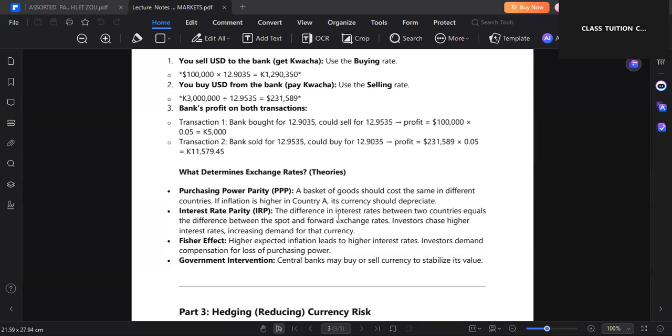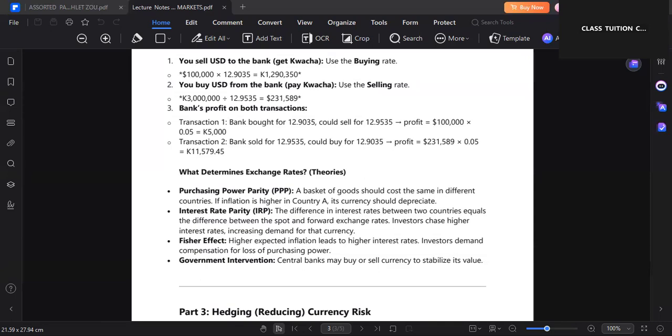The fourth and final theory is government intervention. Sometimes central banks actively buy or sell their own currency to influence its value. For instance, if the kwacha is falling too fast, the Bank of Zambia might sell US dollars from its reserves and buy kwacha to support it. These are the theories.